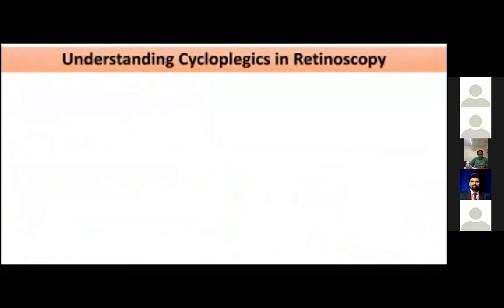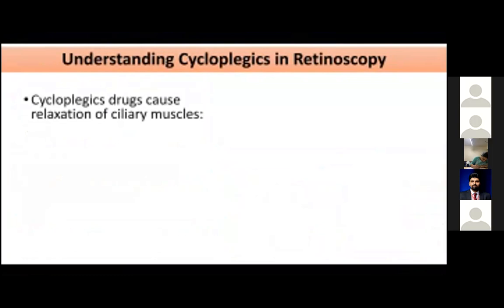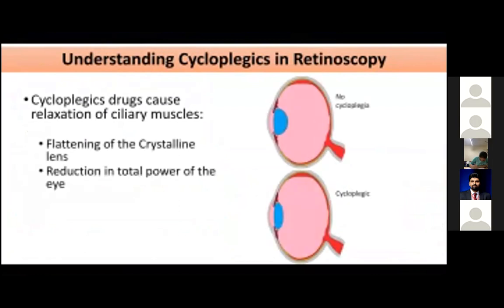Now, before we go ahead, we must understand that we nowadays use cycloplegics in retinoscopy. And what is the purpose of using cycloplegics in retinoscopy? We all know cycloplegic drugs cause relaxation of the ciliary muscles. So you can see this upper diagram over here. The lens is in a normal state. And if we give cycloplegia, the lens becomes even flatter than normal.